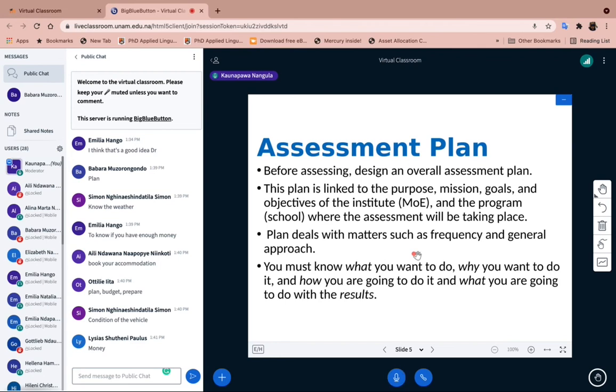Next, you must know the what. You must know what you want to do. Why do you want to do it? How you're going to do it, and what you're going to do with the results. So, what do you want to do has everything to do with what kind of assessment you are going to carry out, what type of assessment, and then why you are giving this assessment, the purpose of your assessment, and how you are going to do it, like which instruments you are going to use, and what you are going to do with the results, because there should be a purpose for you to assess the learners, right? You should have a plan, like why you are assessing them and what you are going to use the results for.